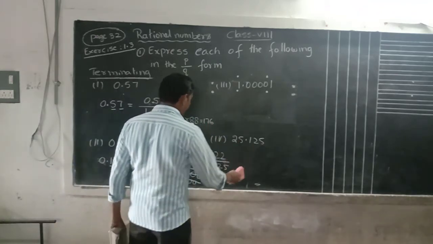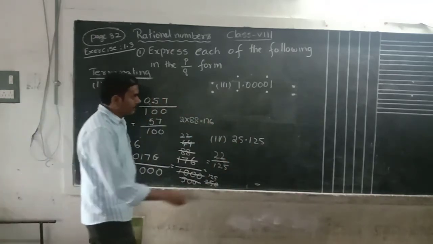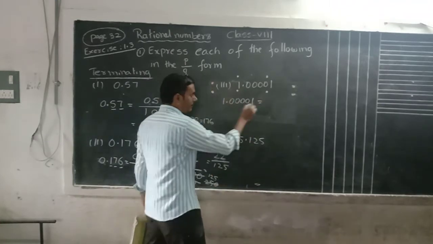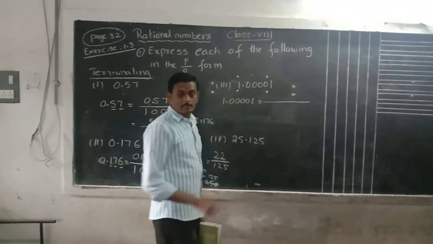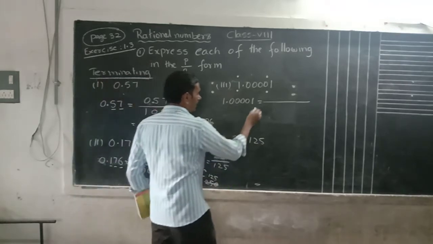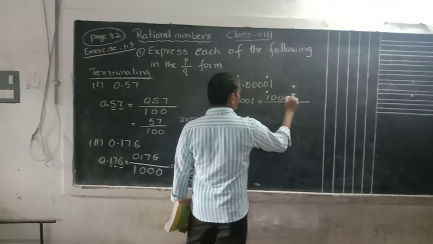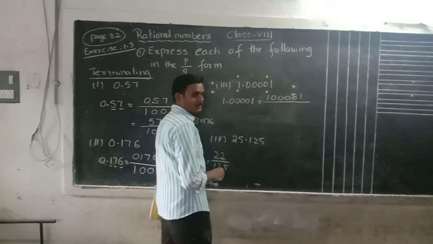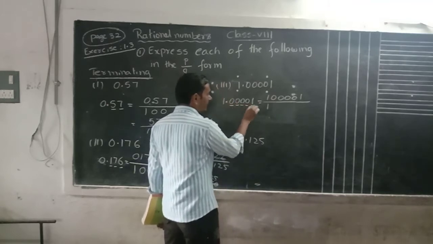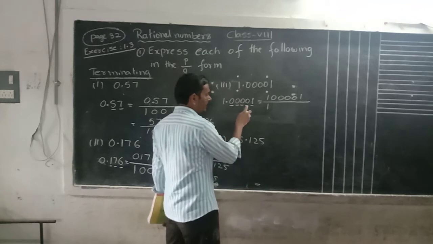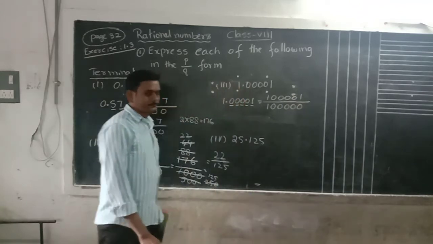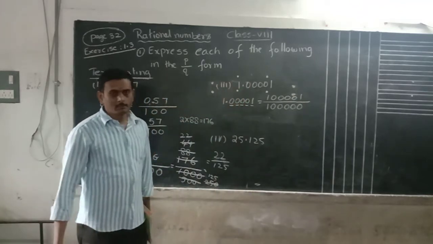Next question. 1.00001. Draw a line first. Check first whether it is a terminating decimal or not. Whenever there is no bar, we can write like this. Total number we can write as 100001, 1 beside 4 zeros and 1. Write 1 here. After the point the number of digits is 1, 2, 3, 4, 5, so 5 zeros. Is any cancellation possible? No.